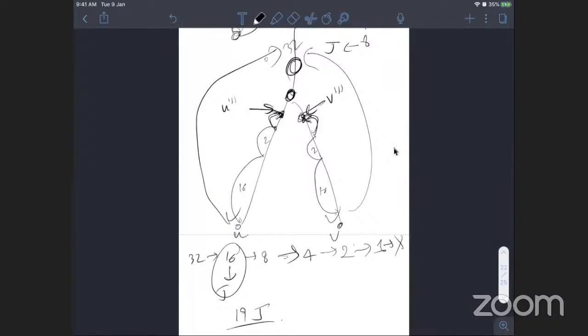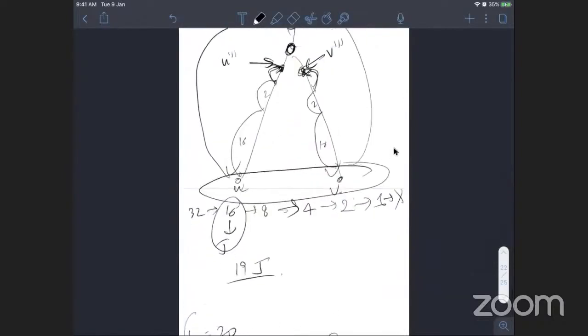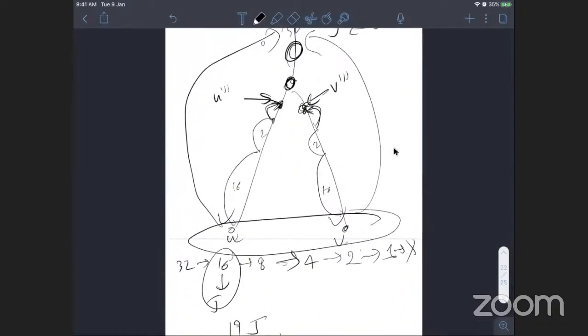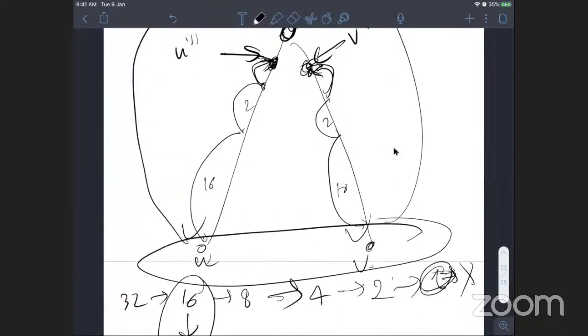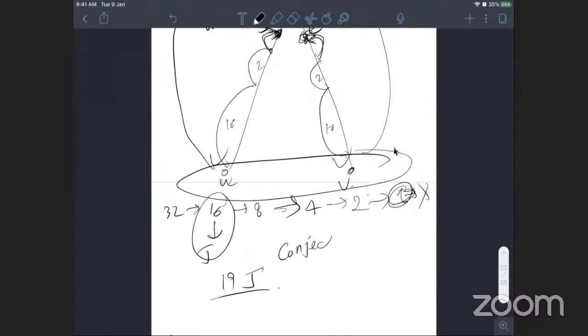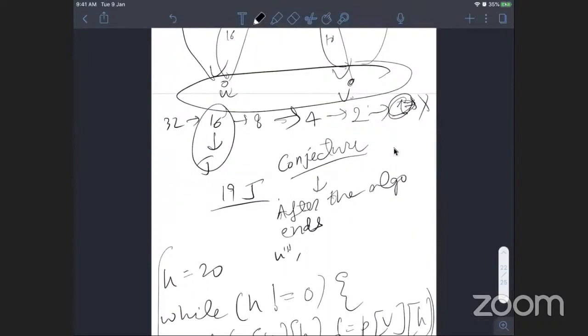Yes, Sunny, you're correct. We can only apply this algorithm after we have made the heights equal. I'm assuming both are at the same height. Step one was to make the heights equal and then we run this algorithm. Okay, nice. So everyone understands this part, right? The binary jumping part. After the same heights, you take the highest power of two, and if they mismatch, you can jump that much. If they match, you don't jump. After one gets terminated, our conjecture was that after the algorithm ends, U triple dash and V triple dash will be one step away from LCA.